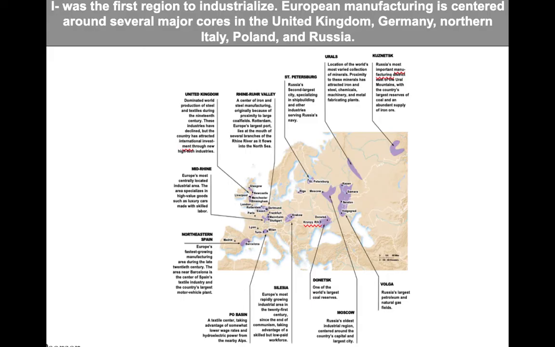Then you can look at some of the new industrial hearths, such as in Spain. It was the fastest growing in the 20th century, specifically in textiles and motor vehicles. Then we can see other emerging regions, such as Silesia, which is an emerging region in Eastern Europe. It's rapidly growing in the 21st century. So again, we can see the clusters of industrial manufacture. We see clusters of buildings, clusters of use of energy, and also clusters of pollution.